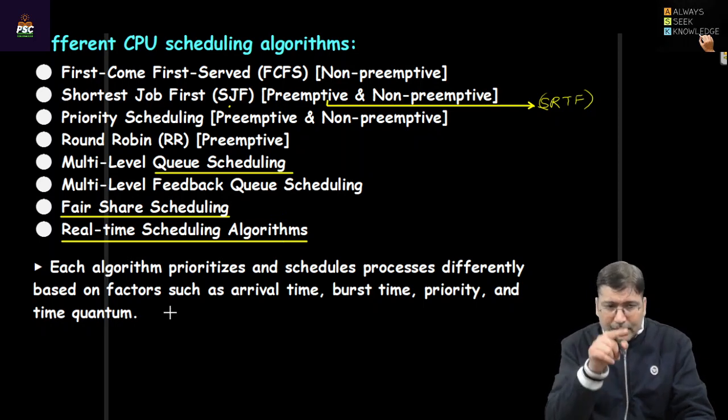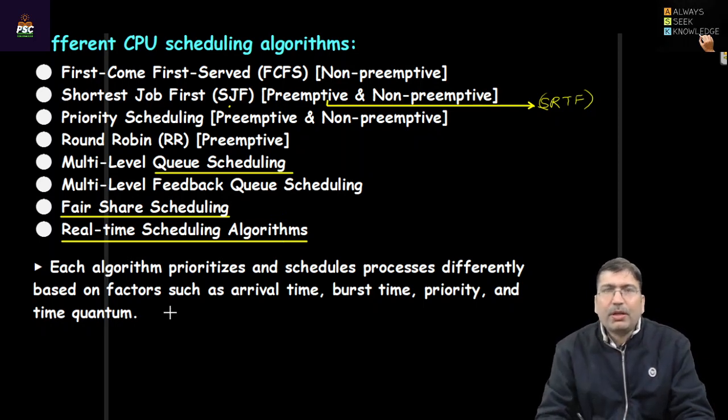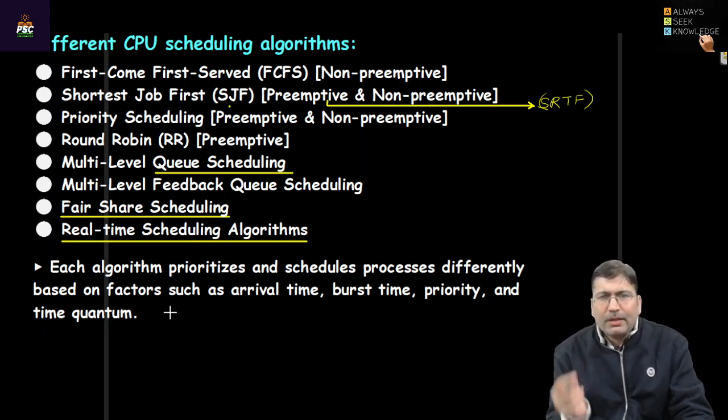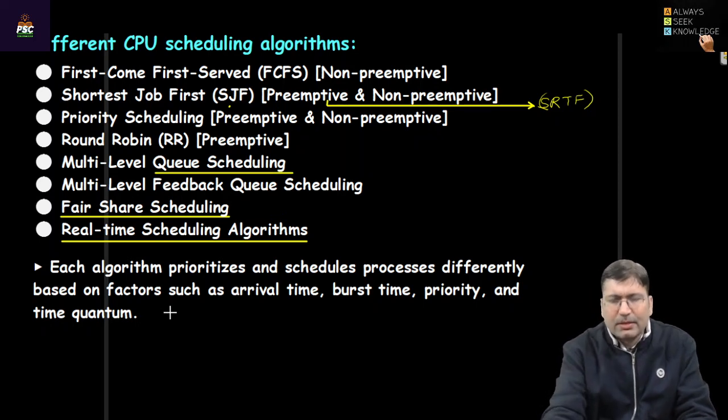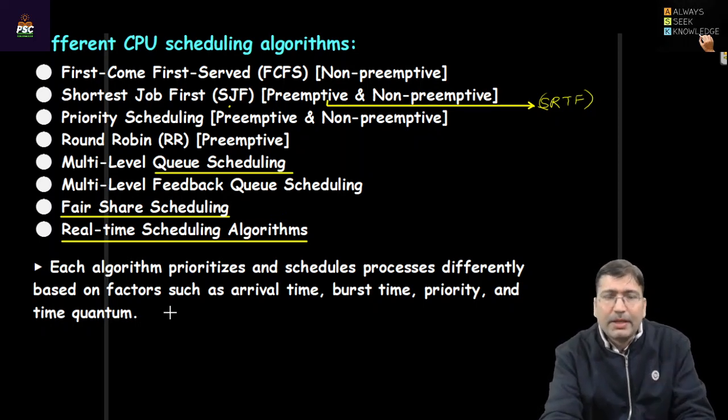Okay, so in each of these CPU scheduling algorithms, the priority will be decided based on certain criteria. So in priority scheduling, priority is given as a criteria. In first come first serve, arrival time will be the criteria. So there are different criteria. Let's see these algorithms in detail.